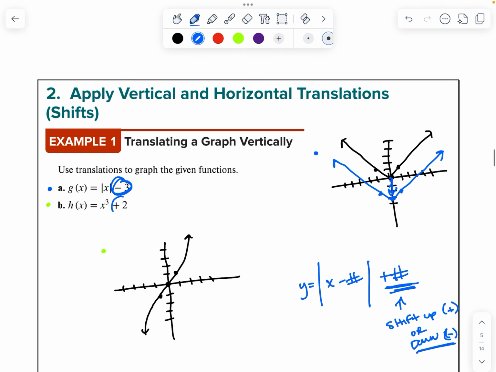This one, since we have a 2 added, and it's not inside, it's not within the main portion of the function. 2 is added outside, then we're going to shift it up by 2 units. Every single point will shift up 2 units, up 2 units, up 2 units, and then try and get the same basic shape here. Notice the whole graph, we just shifted up 2 units.